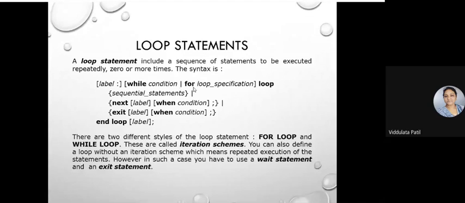Now if we are using a for loop, then there will be a loop specification, because when we are using a while loop, we need to consider certain conditions. Till that condition is true, we execute that loop. When we are executing a for loop, we need to give certain specifications, and depending on that, the loop will get executed. After that there will be the keyword loop, and then the sequential statements present in that loop.